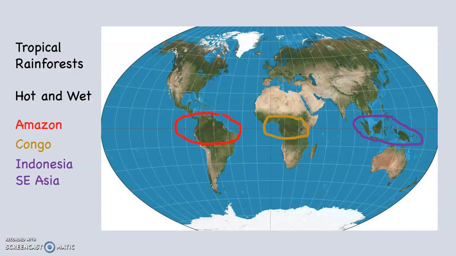You can see circled in red, the largest tropical rainforest on Earth, which is the Amazon. You can see circled in bronze, the second largest tropical rainforest centered on the Congo in Africa. And then the third largest tropical rainforest circled in purple is where Southeast Asia, Northern Australia, and Indonesia all come together. This would obviously be a much bigger tropical rainforest, but mostly there's water out there.